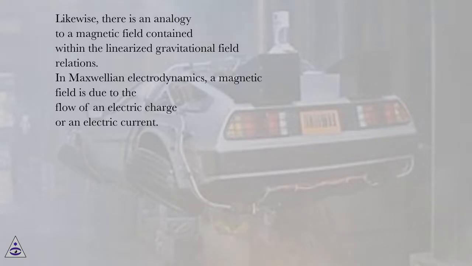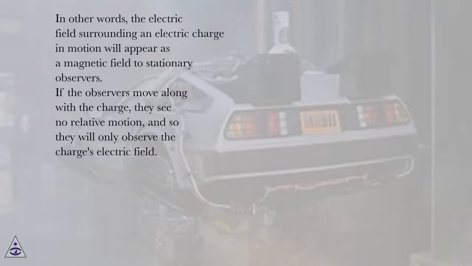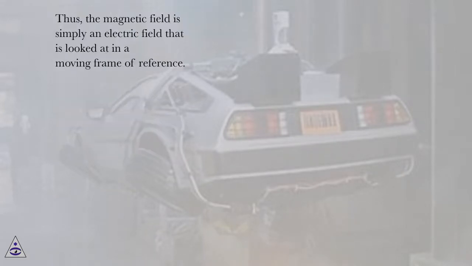In Maxwellian electrodynamics, a magnetic field is due to the flow of an electric charge or an electric current. In other words, the electric field surrounding an electric charge in motion will appear as a magnetic field to stationary observers. If the observers move along with the charge, they see no relative motion, and so they will only observe the charge's electric field. Thus, the magnetic field is simply an electric field that is looked at in a moving frame of reference.